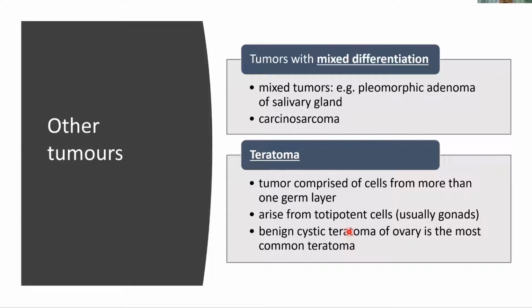As you know, we have three germ cell layers, right? When the tumor arises from more than one type of these germ cell layers, we call it a teratoma. The most common example is benign cystic teratoma of the ovaries. I will show you the picture later.